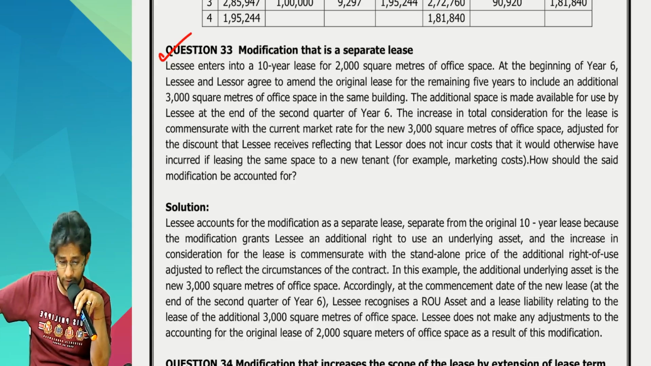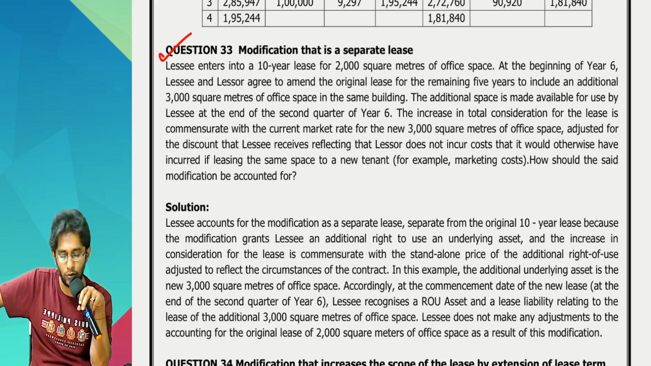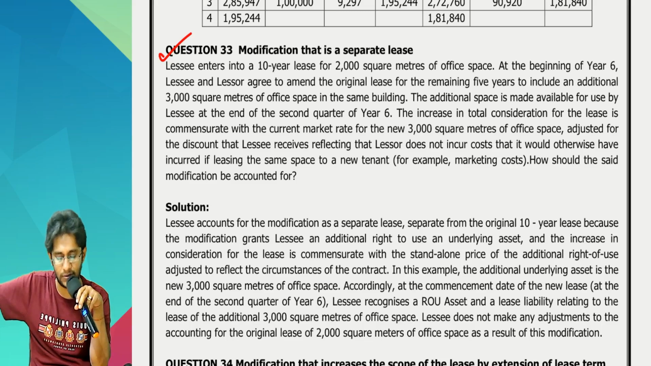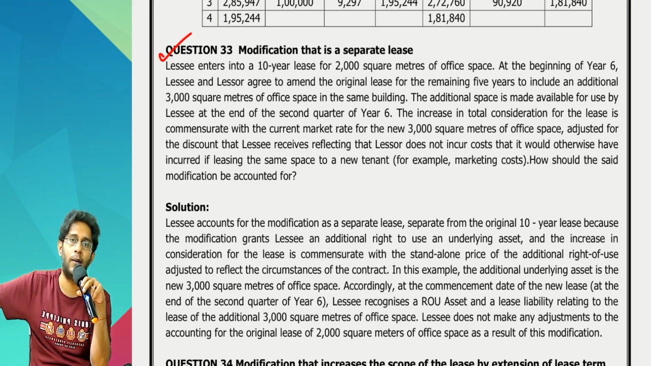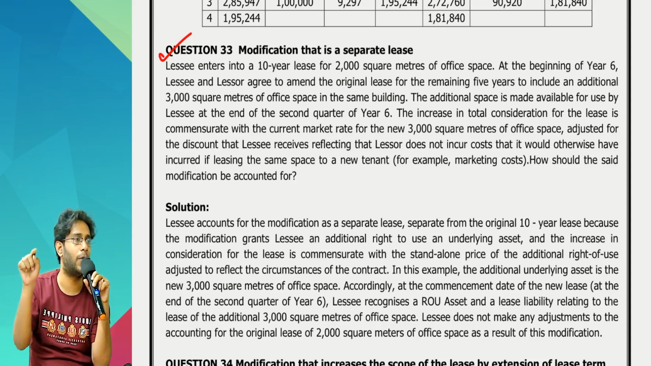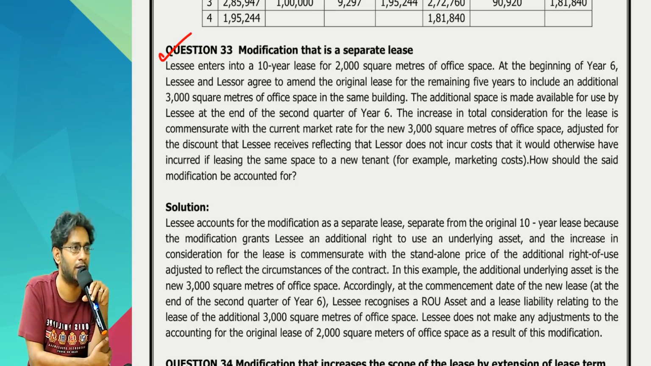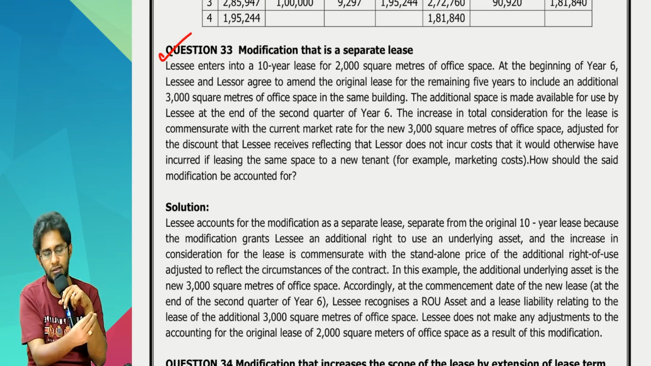The additional space is made available for use by the lessee at the end of second quarter of year 6. The increase in the total consideration for the lease is commensurate with the market rate for the new 3000 square meters of office space. What he says, there is an increase in scope. Since there is an increase in scope, I have to pay extra rent. The extra rent is commensurate with the market terms. So all the conditions are satisfied. So ideally you should treat it as a separate lease. He is putting some small trap for you.